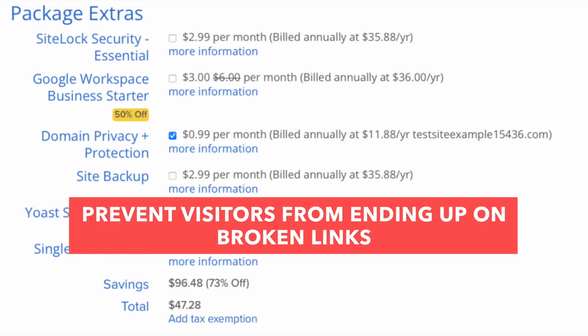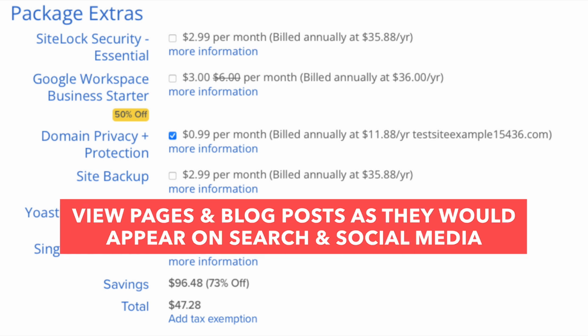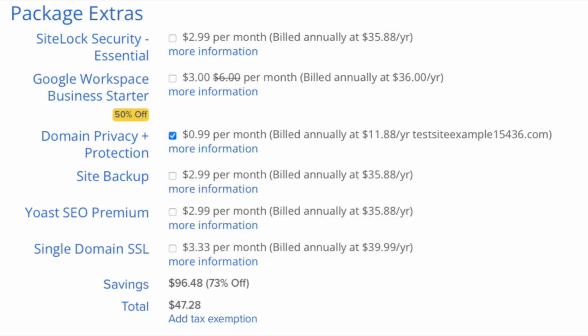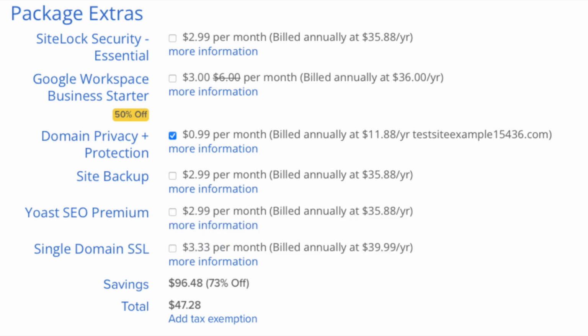Prevent your site visitors from ending up on dead links. Content quality and link suggestions as you write your content. You can view your blog posts and pages as they would show on search engines and social media posts to help you optimize better. In my opinion, the Yoast SEO free version is all you need, as it is super helpful in guiding you to optimize your site for SEO.